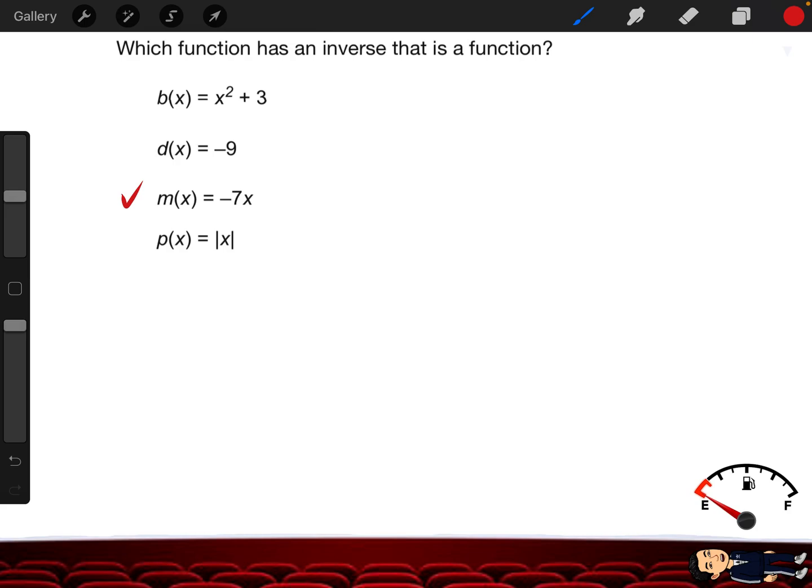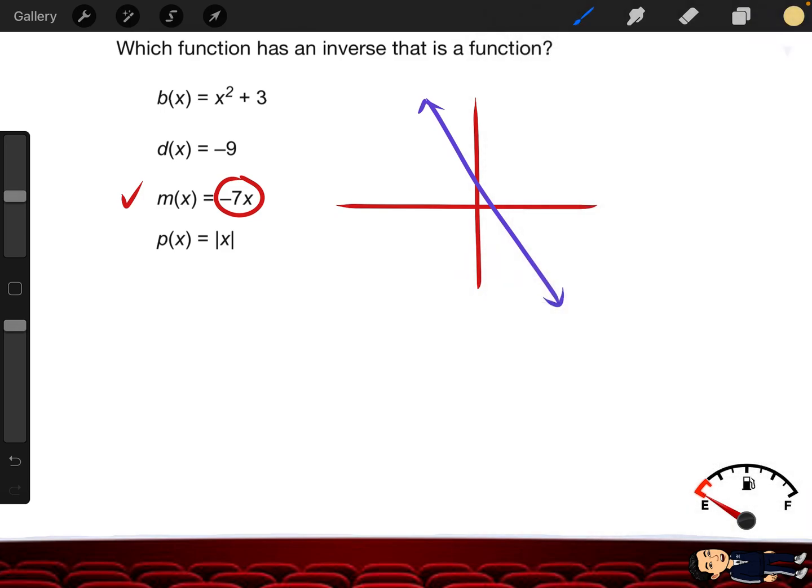Let's check this out. Why? Because look at this. This is a linear function, so when you draw it, it's just going to be a line. It's a negative, so I know it's going to be a line with a negative slope. That's going to allow you to use the horizontal line test and see that every horizontal line only has 1 point of intersection. So this is a one-to-one function. Make sure you check this one, the third one.